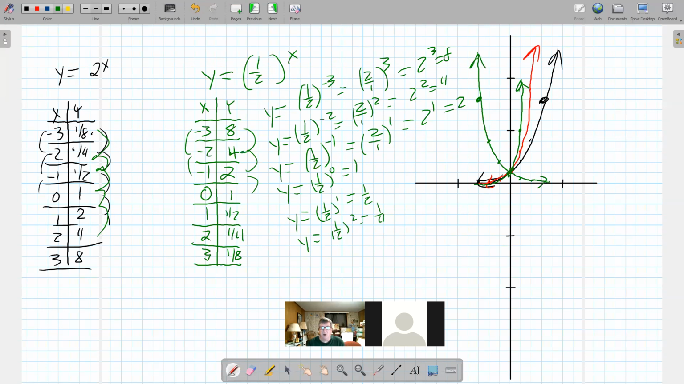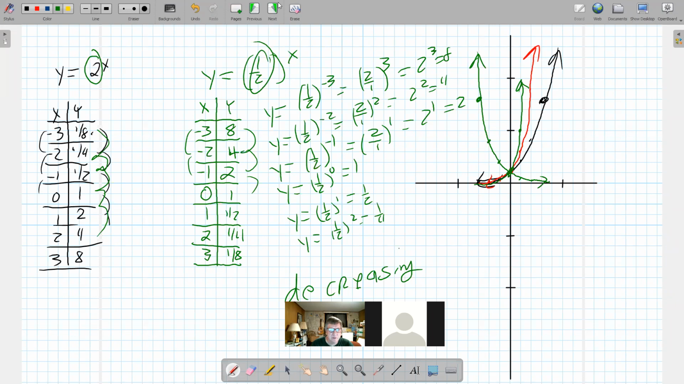The domain is still all real numbers. The range is still greater than 0. There's still no x-intercepts. The y-intercept is at 0, 1, but we say this thing is decreasing over its entire domain. Okay. So here's what we get. If the base is greater than 1, this thing increases. If it's less than 1, it decreases.